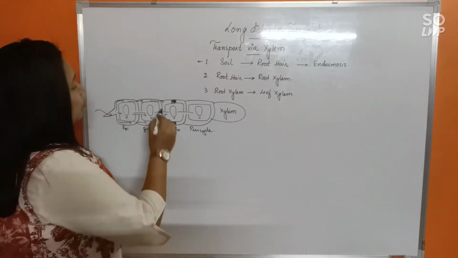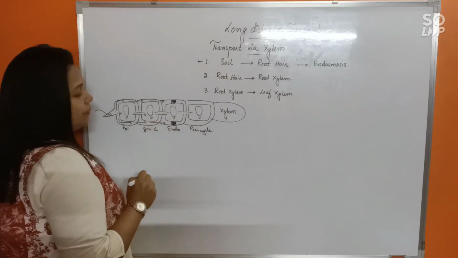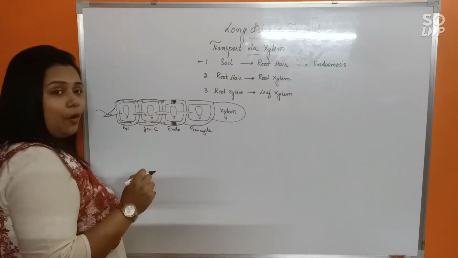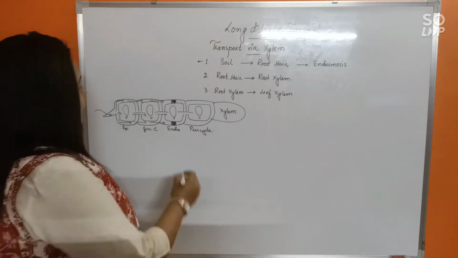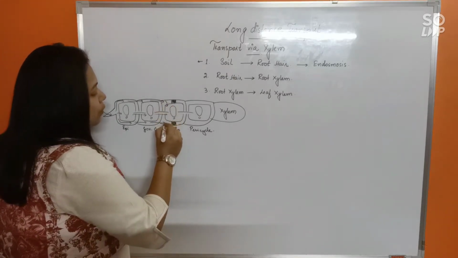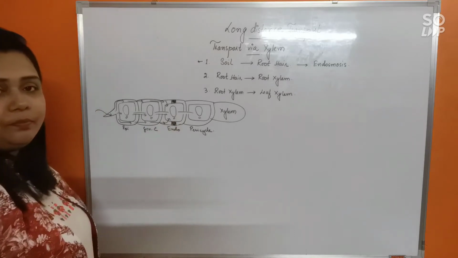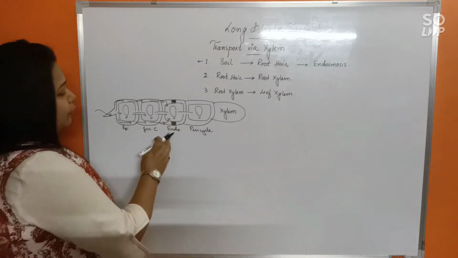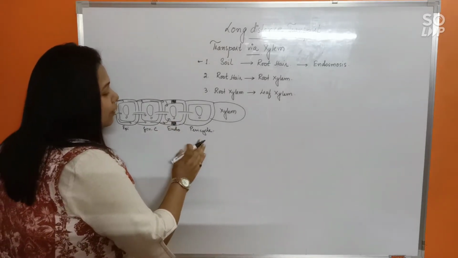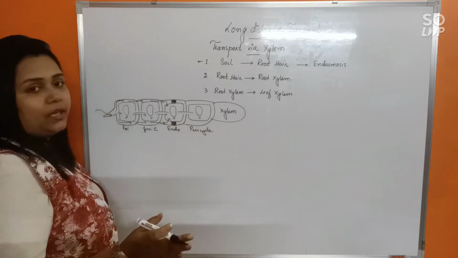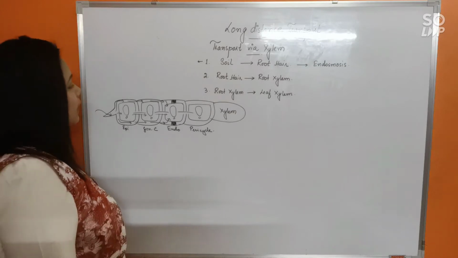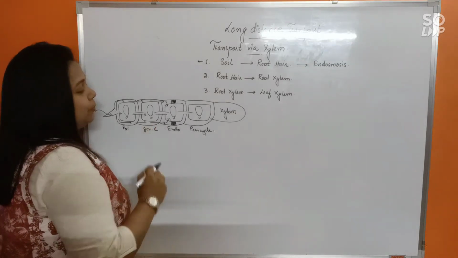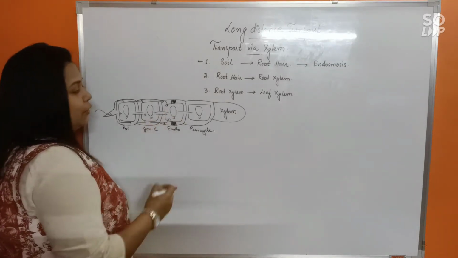So now that the water reaches the endodermis, does it have any other option to pass through the cell wall anymore? No, right? So now the water will have to move into the cell cytoplasm. And from endodermis to pericycle, it will have to move through the cytoplasm only. No more cell wall route can be taken. So now the water will have to pass through the inside of the cell.